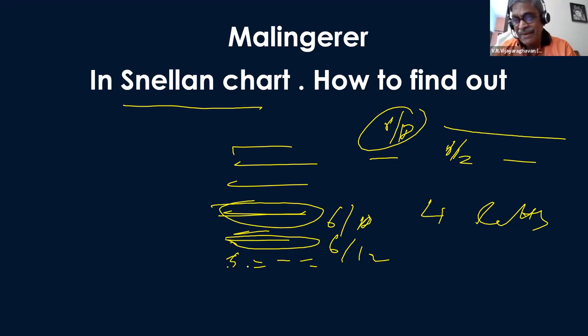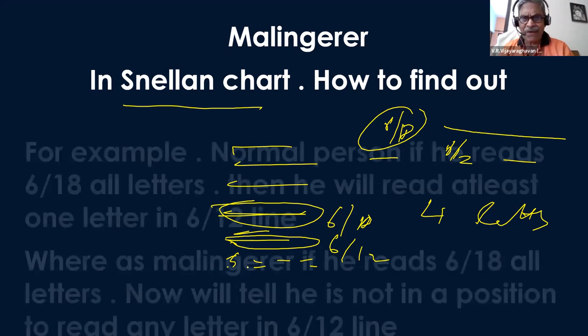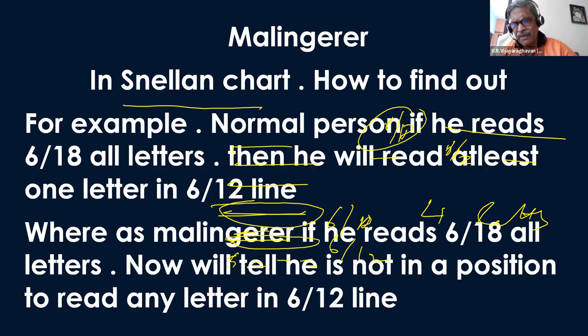That means malingering, you can find out with the Snellen chart. How? A person is reading one line; below that particular line, he should be able to read one or two letters. If the fellow tells you he cannot read anything, it's a case of malingerer. He reads 6/18, all letters, but says he is not in a position to read any letter in 6/12. He's a malingerer. In the 6/12 line, he should be able to read at least one or two letters.